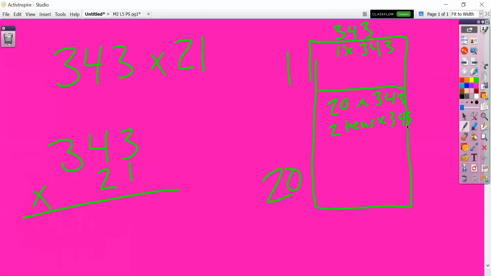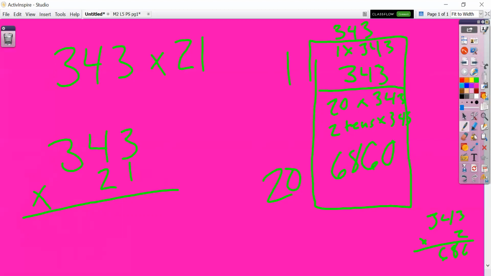Well, what I mean by that is if I multiply this by 2, the 3 would double, the 4 would double, and the 3 would double. We should be having 686. Well, if you have 686 tens, we go ahead and place that 0 behind it. I should have actually started in the ones.